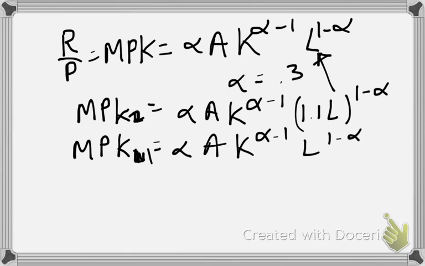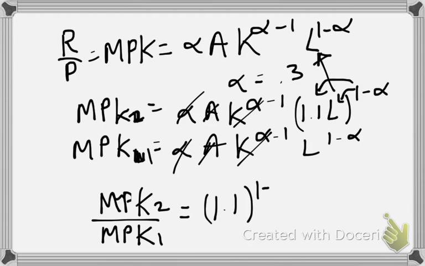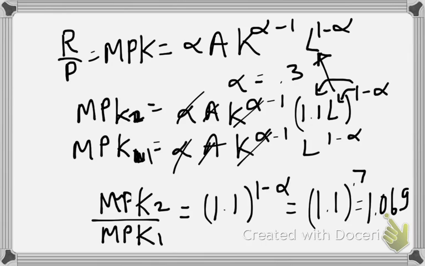So now we can again distribute the 1 minus alpha to the 1.1 and to the L. MPK2 over MPK1 is going to be equal to, well, these are going to cancel, this is going to cancel, the L to the 1 minus alpha is going to cancel, so I'm going to have 1.1 raised to the power 1 minus alpha, which in our specific case of alpha equal to 0.3 is 1.1 raised to the power 0.7, which we've already seen is 1.069. So the marginal product of capital goes up by 7%. You have more labor, so capital is more productive.